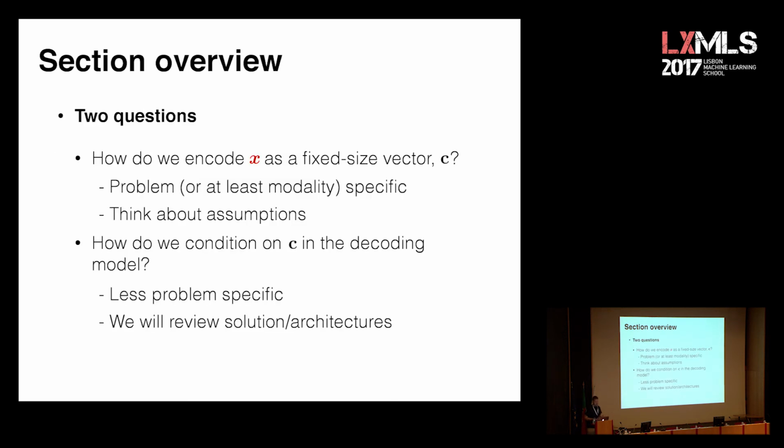So we've got two questions. The first is, how do we encode our input x, whatever it may be, as a fixed size vector c? And this is problem, or at least modality specific. So if you work on translation, you've got your set of encoding techniques. If you work on images, you tend to have different ones.